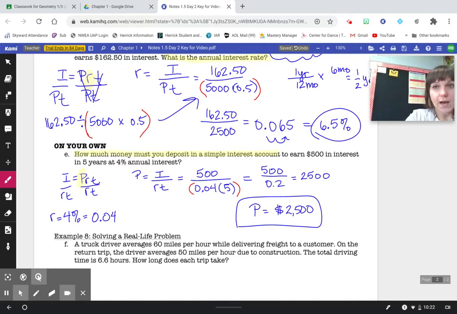Here's the answer for the on your own part E. They want you to solve for the amount of principal you put in. They told you that you earned $500 and it was at a 4% rate, so you need to write that as 0.04 because 4% turns into that decimal, and it was after 5 years. So when you plug in those numbers, you get a principal of $2,500. That was the original amount you put in.